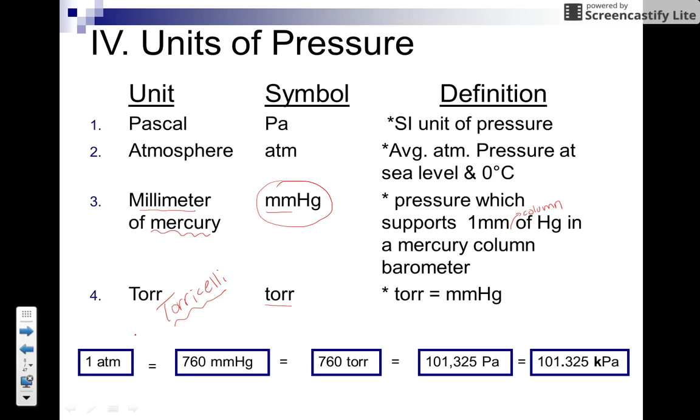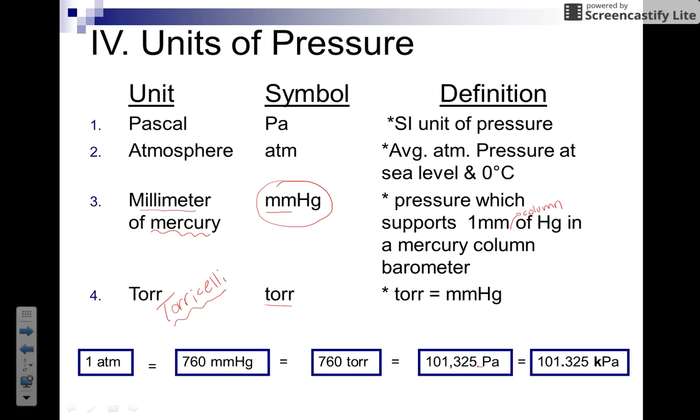These are very, very simple conversions to do. So here at the bottom, you see all of our conversion factors. Pressure conversions take only one step. All pressure conversions will take just one step. We will use these conversion factors to help us do these. 1 atmosphere is equal to 760 millimeters of mercury, is equal to 760 torr, 101,325 pascals, and 101.325 kilopascals.